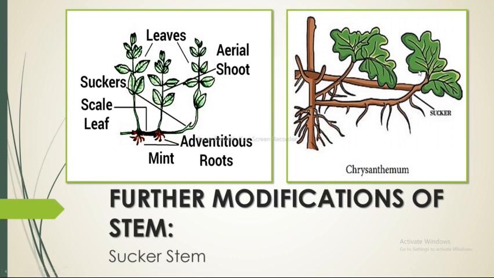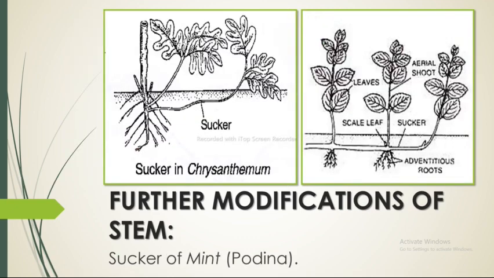In the second figure, you can see the sucker of the chrysanthemum as shown in the figure. Further modifications of the stem. This is the sucker of mint, and mint is also known as pudina. So this is the sucker in the chrysanthemum.